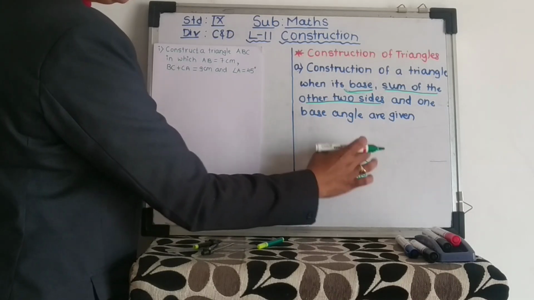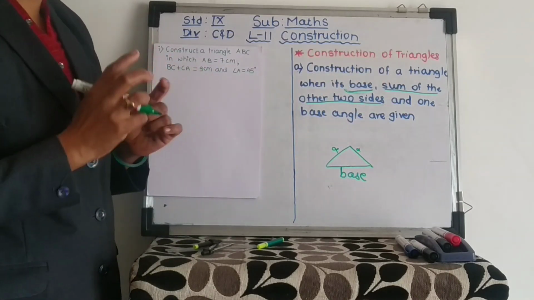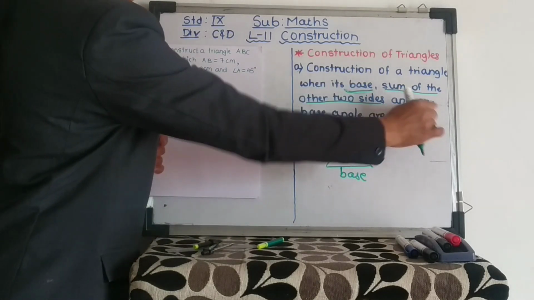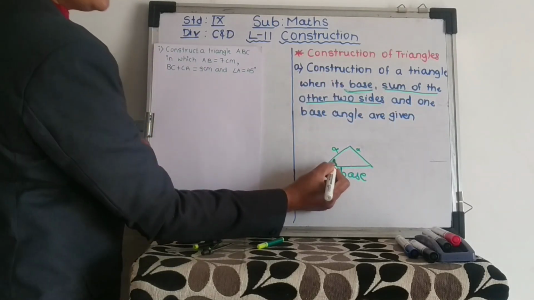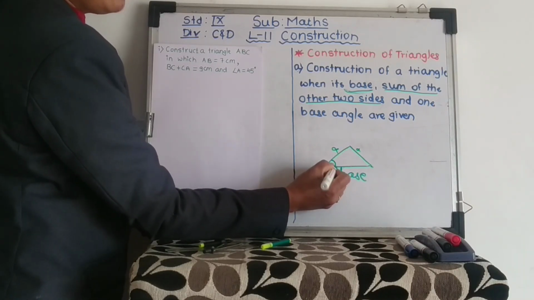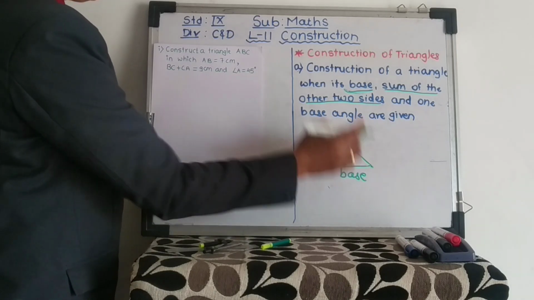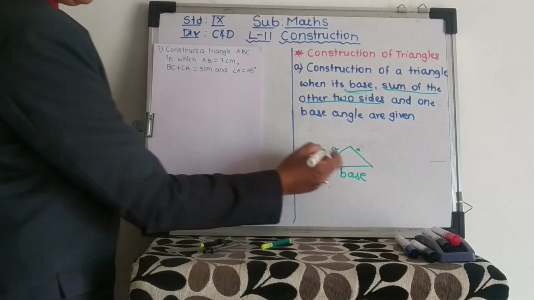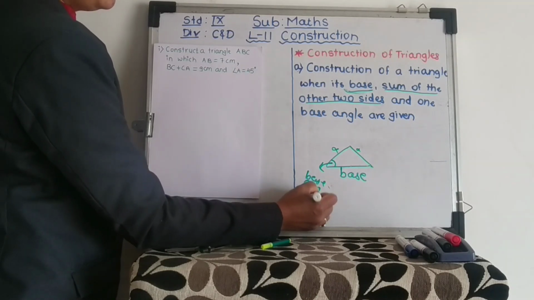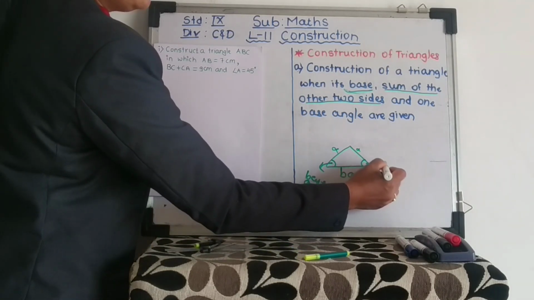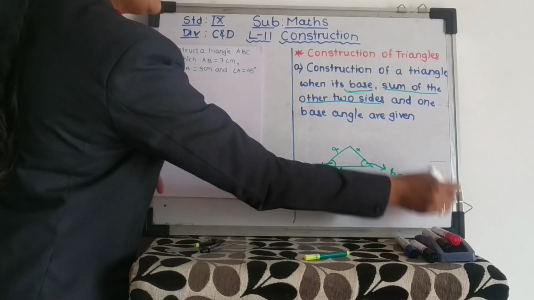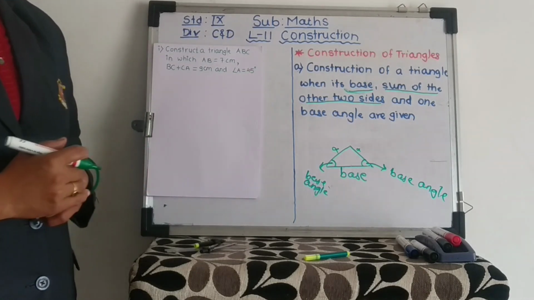The sum, the addition of these 2 sides, will be provided to us, and one base angle is given. So out of these 2 base angles, any one angle will be given, either this or this. These 2 are the base angles. This is a base angle, and this is also a base angle. So let us see how to construct this when such a condition is there.